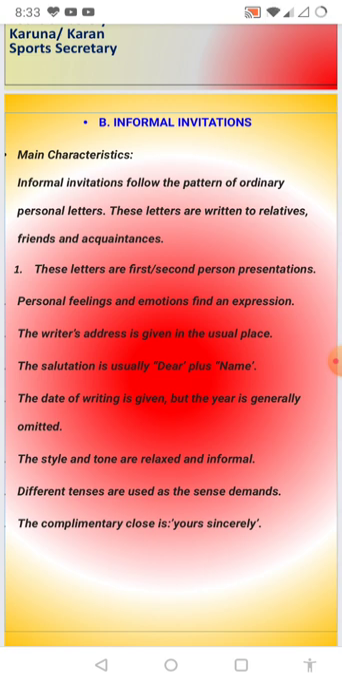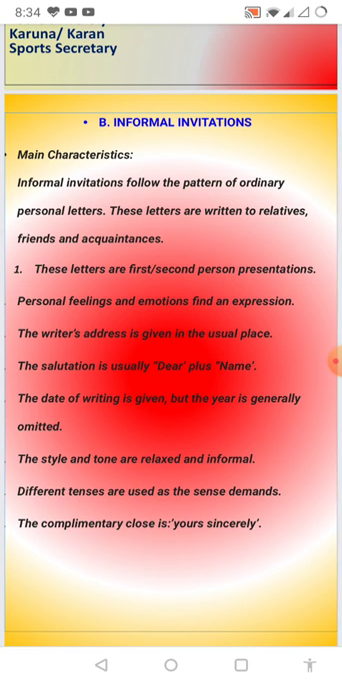Informal invitations follow the pattern of ordinary personal letters. Like we write an informal letter, we write an informal invitation. These letters are written to relatives, friends and acquaintances. So whatever way we write an informal letter, the same way we write an informal invitation also. These letters are in first and second person, with personal feeling and emotion, whatever you want to express; you pour out your heart and tell something like you do in an informal letter. Okay, the writer's address is given in the usual place as we give.